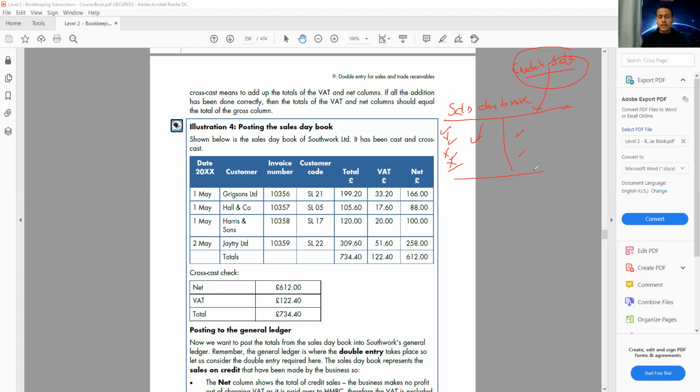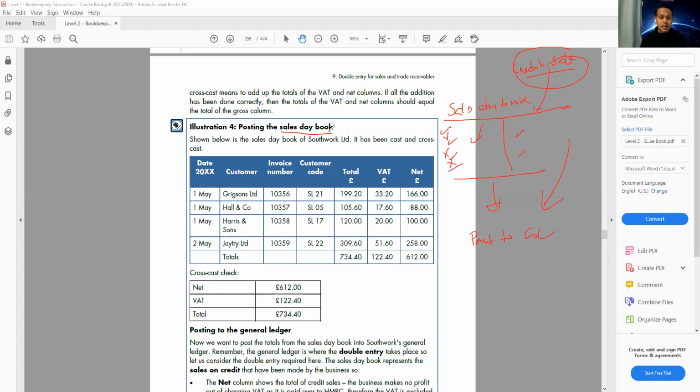Once we have recorded all of this, we move this information to the ledger account. So, posting to the GL. From the sales daybook, we post all the information to the general ledger. We do it for every single book: the sales return daybook, the purchase daybook, and the purchase return daybook. Once we complete these books, the next step is to move the information to the general ledger. We'll see how we do that.